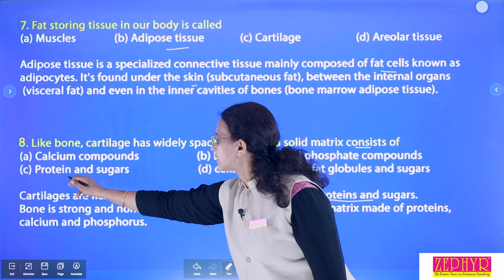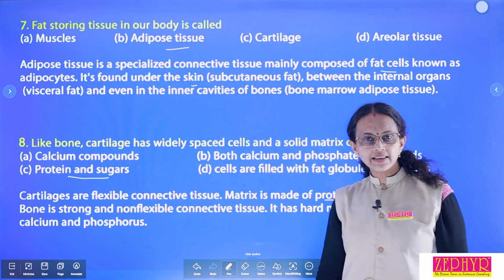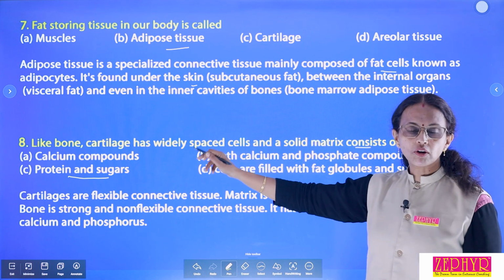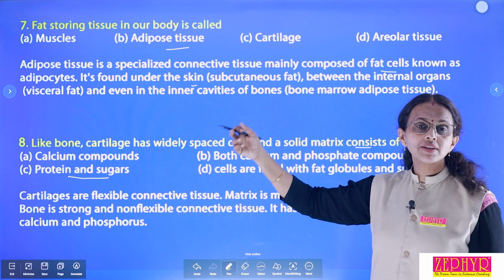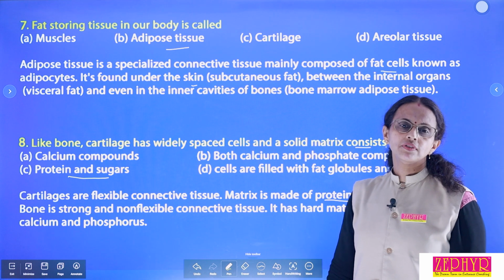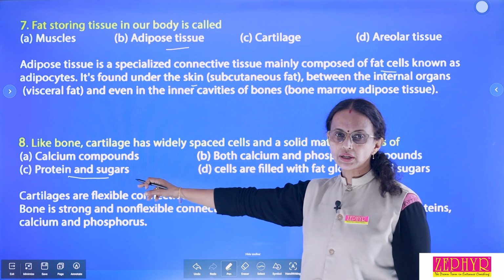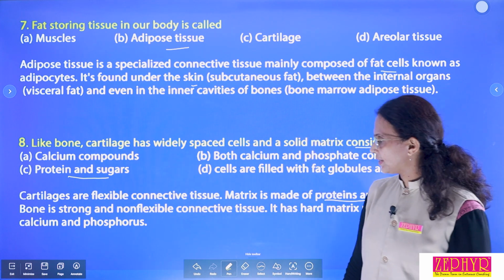Here is the correct answer. Cartilage has widely spaced cells and their matrix consists of protein and sugar. Cartilage is more flexible than bone. Bone is hard, solid, brittle, while cartilage is flexible. The answer is protein and sugar. The next question.